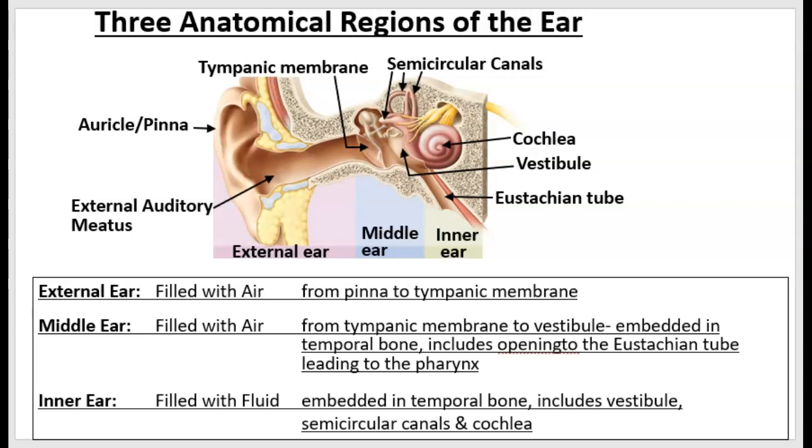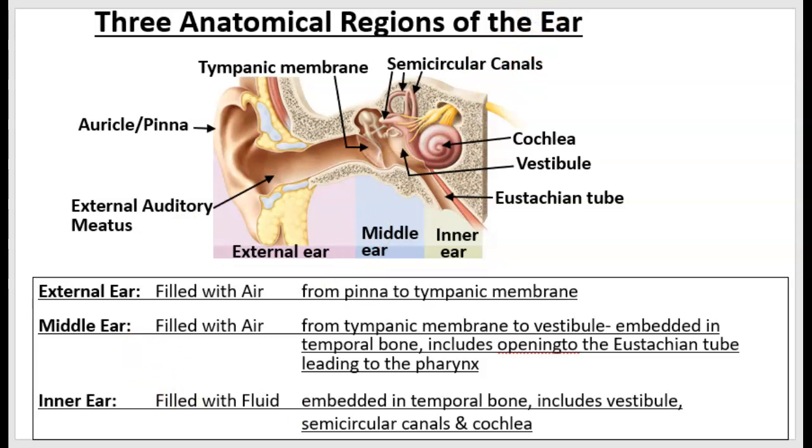So the external ear includes the pinna or the auricle, the external auditory meatus, sometimes we just call that commonly the ear canal, and up to the tympanic membrane, which we commonly refer to as our eardrum. So this region of the external ear is filled with air.